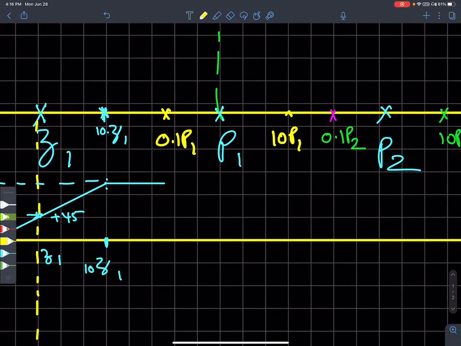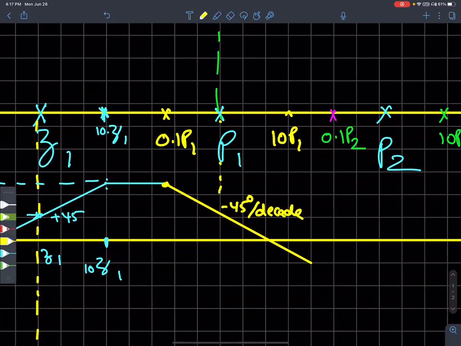What a pole does is it contributes a negative 90 degrees phase shift. So between a tenth of the pole value and 10 times the pole value, there's going to be a 90 degree roll off. So it's going to be negative 45 degrees per decade. And when you exactly hit the pole frequency, you'd be 45 degrees below where you started. So if you started at 90, you'd be 45 below 90.